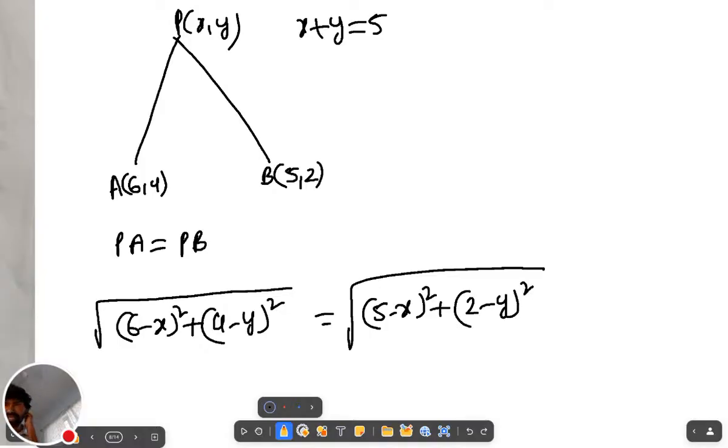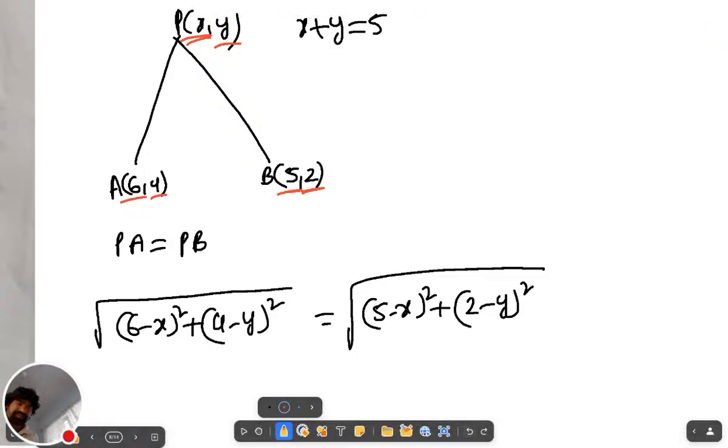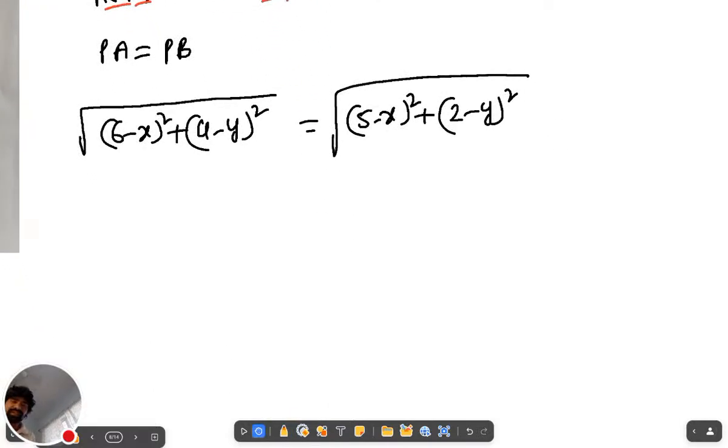So for the PA distance, x2 minus x1, x2 is 6, x1 is x, 6 minus x whole square, y2 minus y1, y2 is 4, y1 is y, and now 4 minus y whole square. For the PB distance, this is x2, 5 minus x whole square, and y2 is 2, 2 minus y whole square. So that is the distance formula for PA and PB. Now the left side square root and right side square root will get cancelled, because upon squaring on both sides, both square roots will get cancelled.